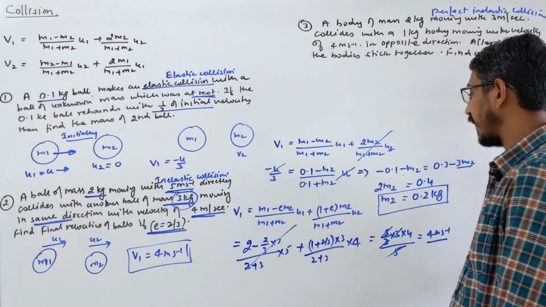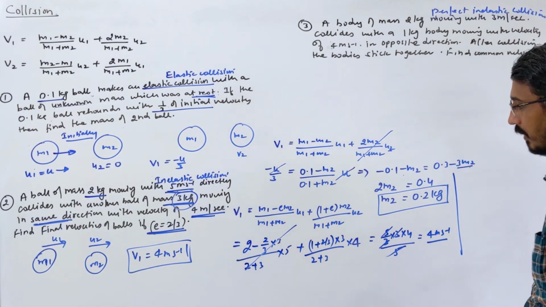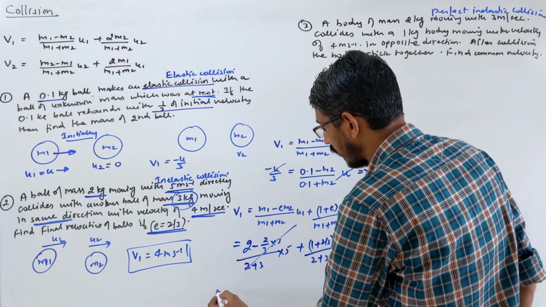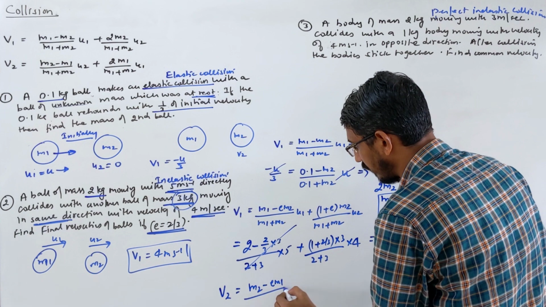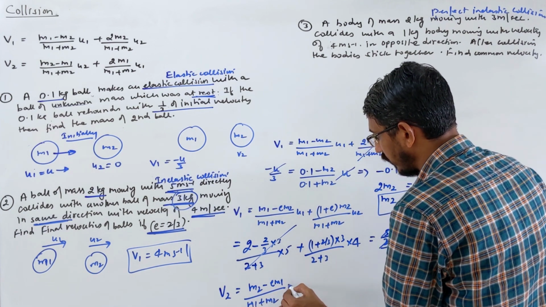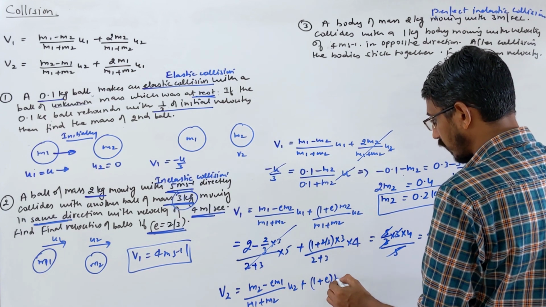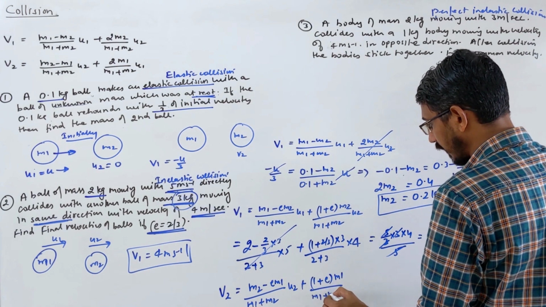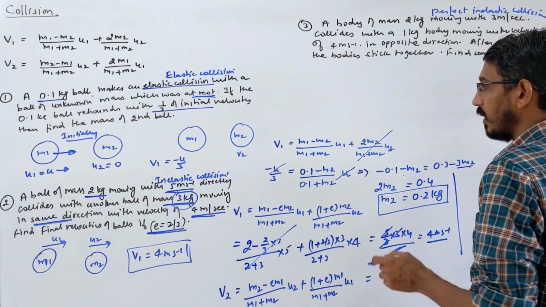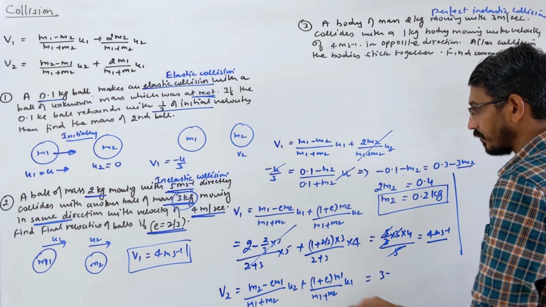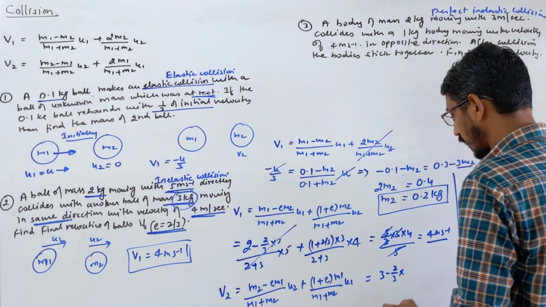In the same way, we now have to calculate the velocity of the second ball, V2. So let's calculate it here. What is the V2 formula first? In the same way: (m2 minus E times m1) by (m1 plus m2) into u2, plus (1 plus E) into m1 upon (m1 plus m2) into u1. Let's calculate this. m2, the mass of the second ball, is 3, minus E, which is 2/3, of the mass of the first ball, which is 2 kg.